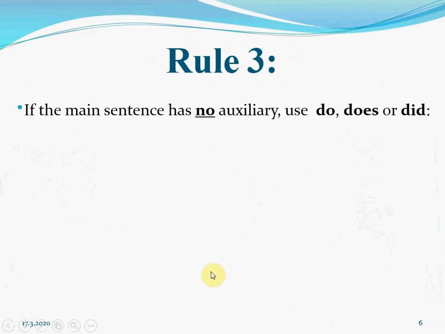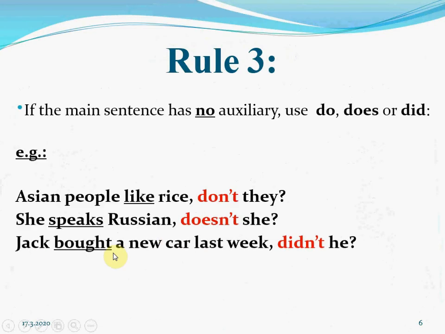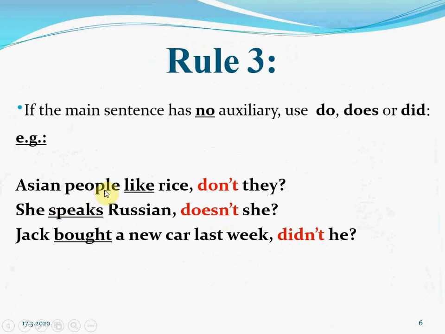Rule 3, if the main sentence has no auxiliary, we use do, does, or did. So, like this example, Asian people like rice. If you notice here, there is no auxiliary verb or modal verb. Like here is a main verb. So we look at the verb and ask ourselves, is it present or past? If it's present, we're going to use don't or doesn't, okay? So don't, because Asian people take the pronoun they.